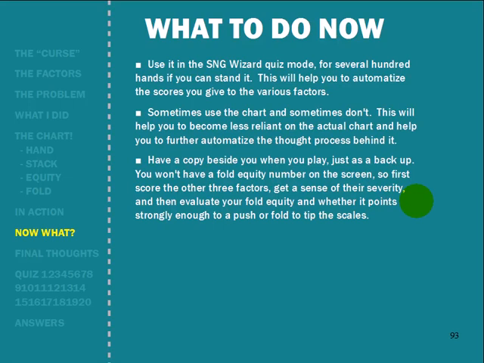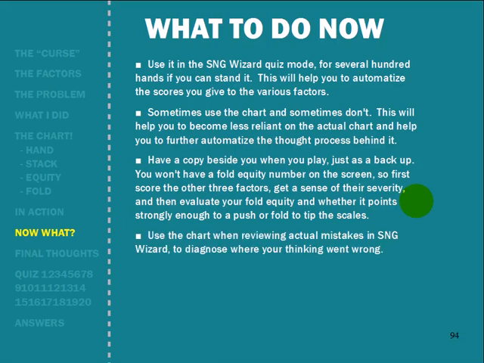Now you won't have the fold equity number on the screen, so what I would do is first score the other 3 factors and get a sense of their severity, and then evaluate your fold equity and whether it points strongly enough to a push or a fold to tip the scales, or whether it's even relevant. I mean, you might have 2 overwhelming factors and the other one's okay, and it might not matter what your fold equity is. So have a copy beside you when you play.